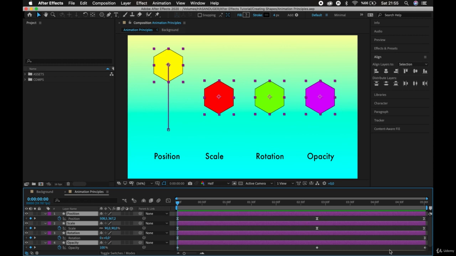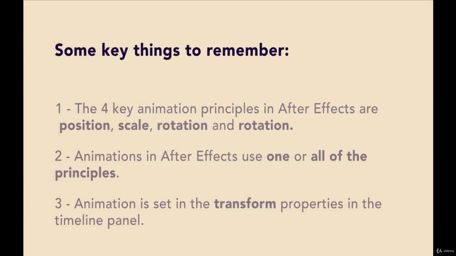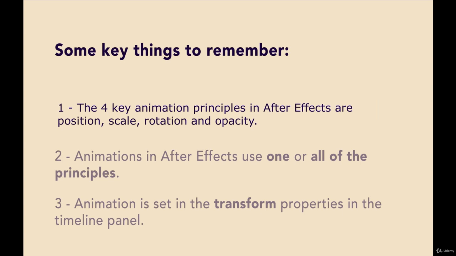So now these shapes are called keyframes, and these keyframes are what sets the parameters for all the effects over time. Now, before we move on, there are a few more details that I want you to know about with keyframes. But to recap, the key things to remember here are the 4 key animation principles in After Effects. And these are position, scale, rotation, and opacity. Animations in After Effects use one or all of these principles, and the animation is set in the transform properties in the timeline panel.